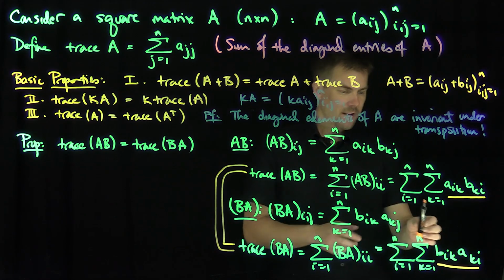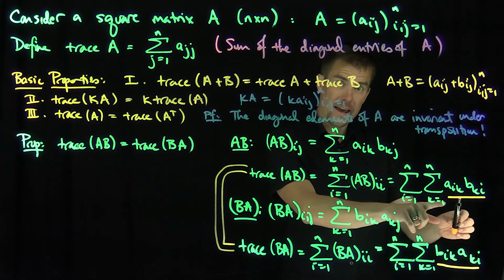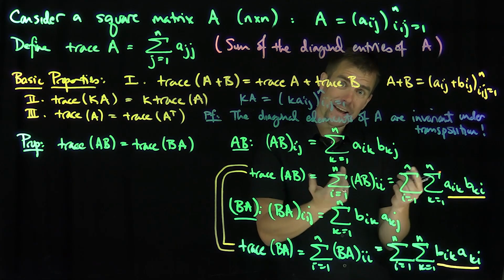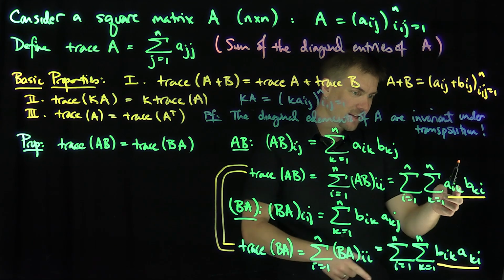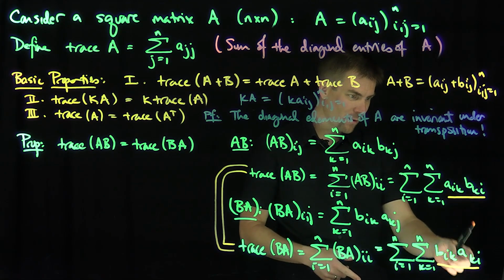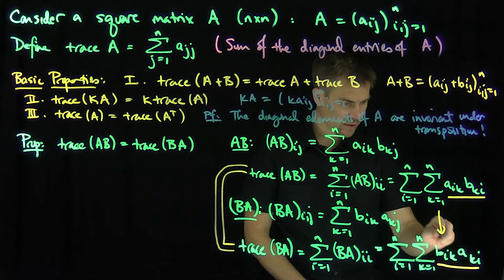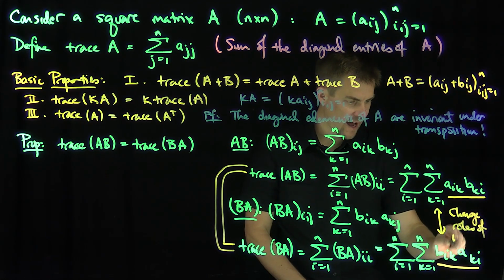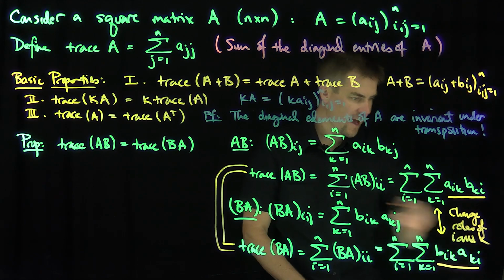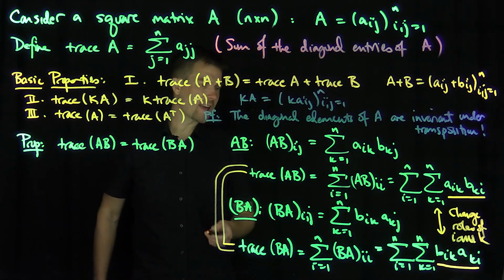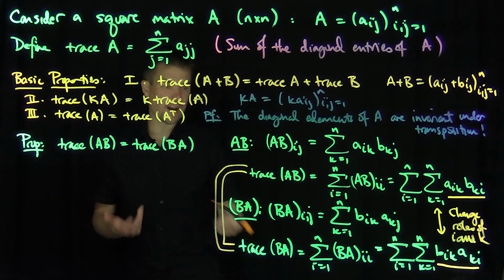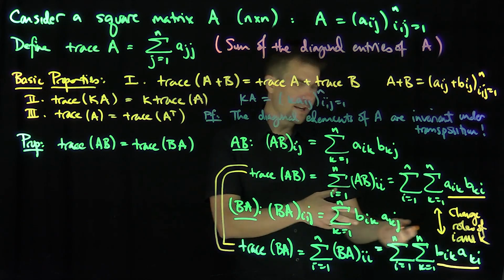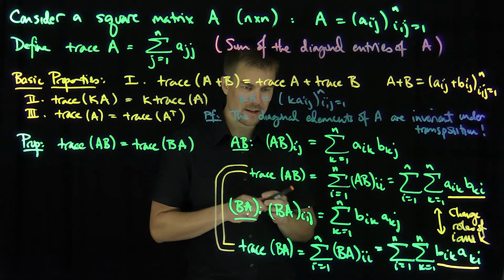Now what happens over here? If I switch the roles of i and k, if I change the indices, the k will go over here and the i will go over here. So I just change the roles of i and k. If we change the roles of i and k, we see that those expressions are equal. So in fact, we've just proven that the trace of AB is the trace of BA.